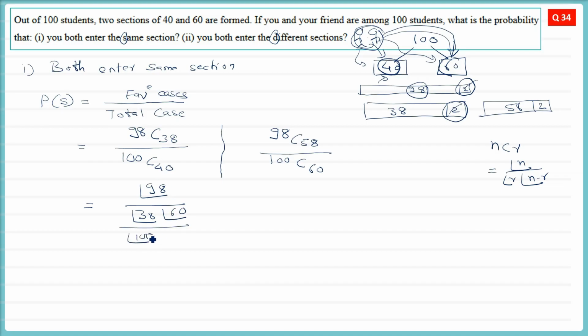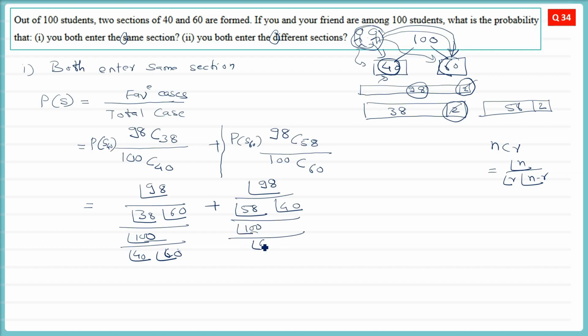Factorial 100, factorial n divided by factorial r, which is factorial 40, factorial n minus r. 100 minus 40 is again 60. This first probability is the probability of you going to the section 40 and the probability of you going to the section 60. Now both are to be added as I indicated earlier. So the numerator now becomes, for the second part, factorial 98 divided by factorial 58 and then factorial 98 minus 58, which is factorial 40. Denominator will be factorial 100 divided by factorial 60, and 100 minus 60 is 40.